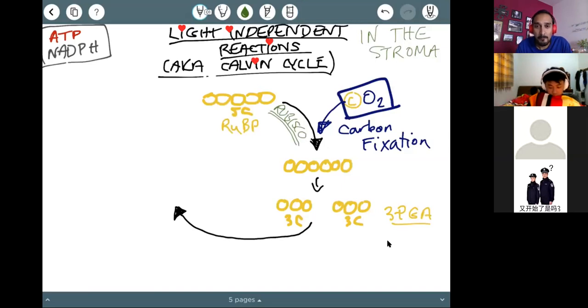So Rubisco is the enzyme responsible for basically all of photosynthesis being able to happen. The 6C and 3C, is it broken just because it's unstable? Correct, unstable. Okay.